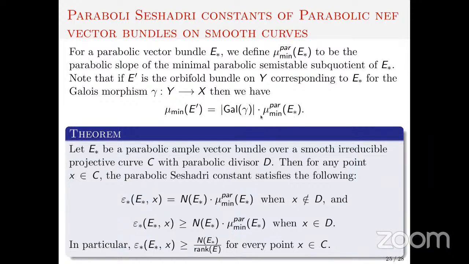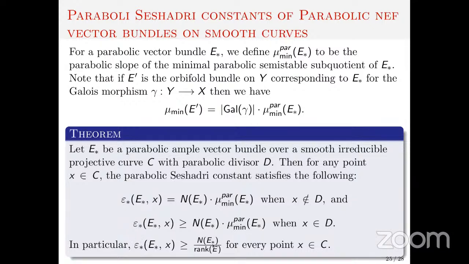And the characterization that we have already proved, or the alternative characterization, we will be able to prove that if E star is a parabolic ample vector bundle over a smooth irreducible projective curve with parabolic divisor D, then the parabolic Seshadri constant is equal to n of E star times parabolic mu min of E star when x does not belong to D, and this is greater than or equal to n of E star times parabolic mu min of E star when x belongs to D.